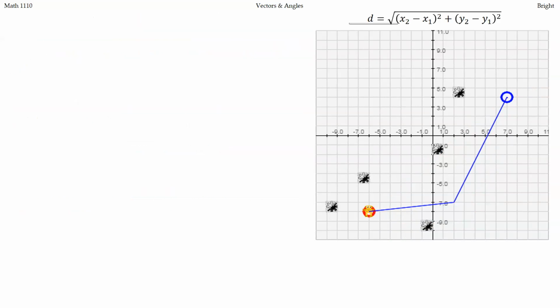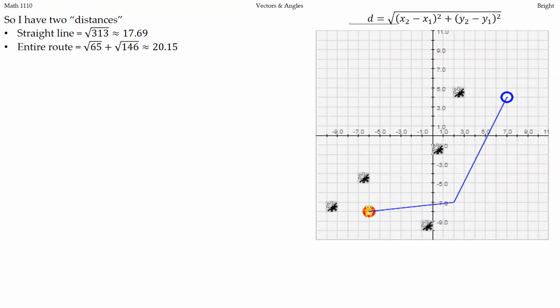If I end up doing that, what I get for the straight line distance, that would be the length of this line. That one isn't as great, but imagine it's a straight line. The straight line distance ends up being the square root of 313, and if you do that in a calculator, you get 17.69. And for the entire route, the D1 and D2 that I was mentioning before, if you add those distances up, it's 20.15. And so the question is, great, we have two distances, right? Which one do you report?